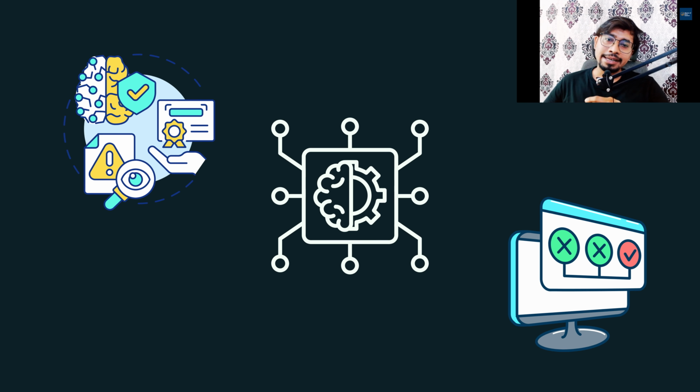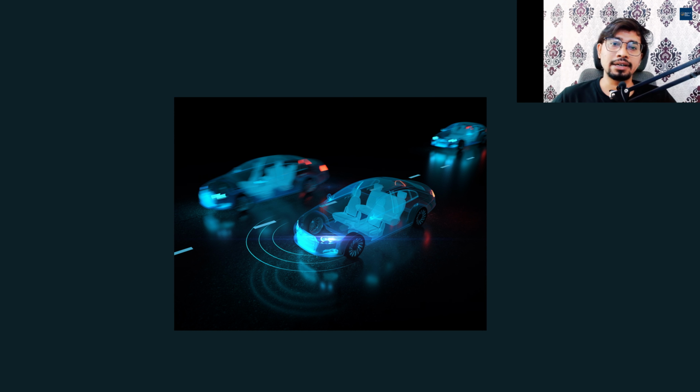Number 3, reinforcement learning. Machine learns by trial and error. It gets rewards or penalties based on actions. Example: self-driving cars learning to avoid obstacles. That's it, the 3 pillars of ML explained in seconds.